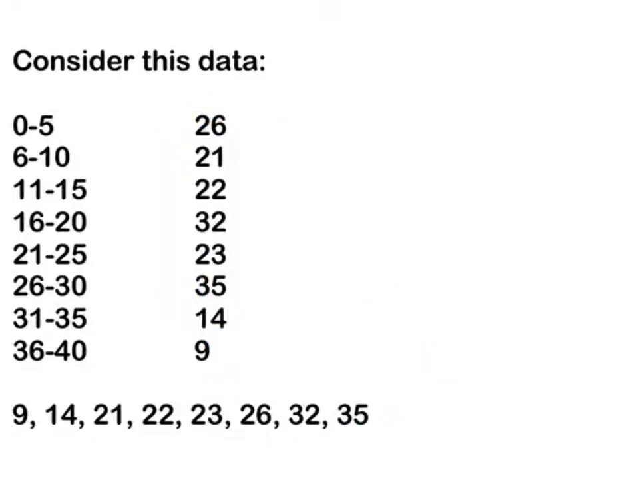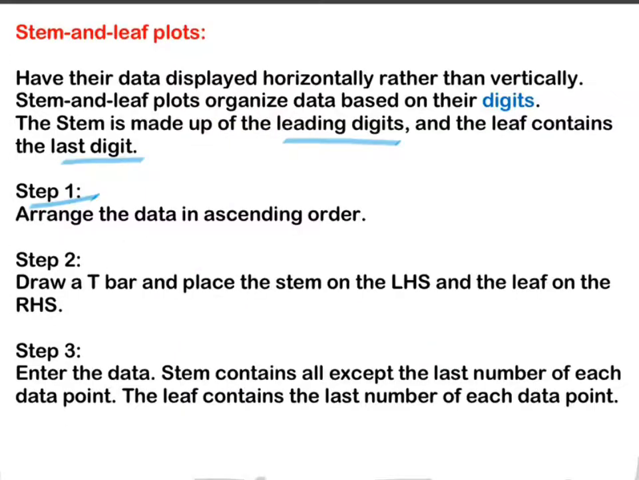Okay, so let's go back and look at what the next step is. Right, so the next step is to draw a T-bar. A T-bar looks like that. And we place the stem on one side, on the left-hand side, and we place the leaf on the right-hand side, okay? And then we're going to do that now. I just want to first go through step 3.